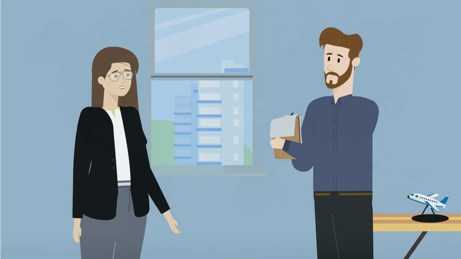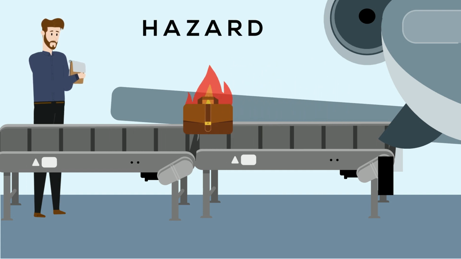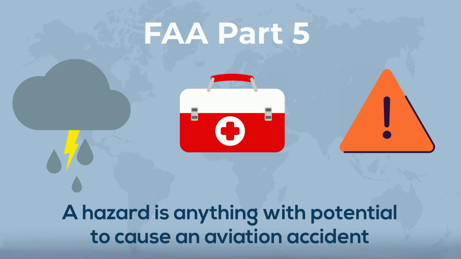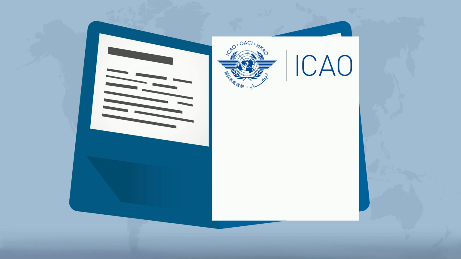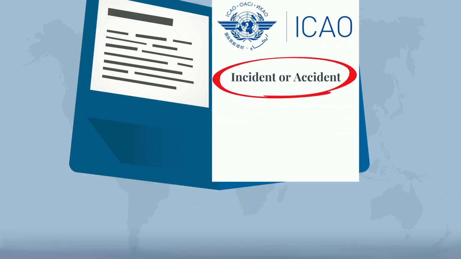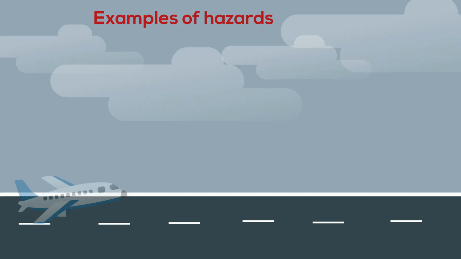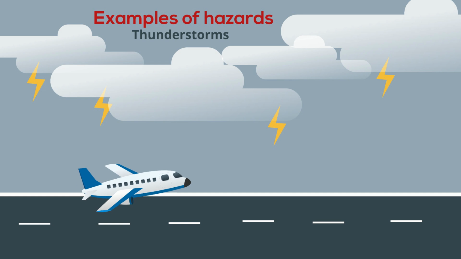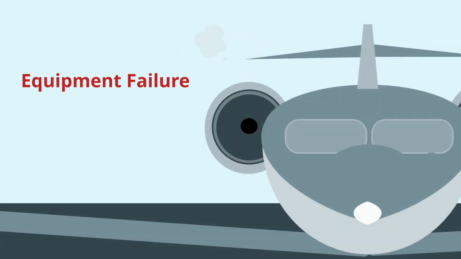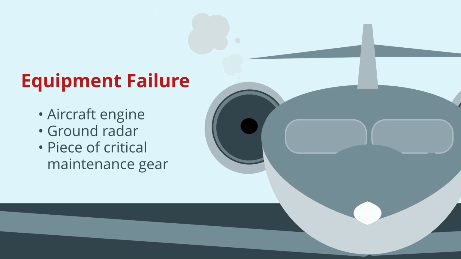So, what do we mean by a hazard? FAA Part 5 tells us that a hazard is anything with the potential to cause or contribute to an aviation accident. ICAO's definition is only a little different, saying an incident or an accident. What are some examples of hazards? The easiest are thunderstorms or other weather issues, which we know have caused numerous accidents. How about an equipment failure? We could be talking about an aircraft engine or a ground radar or a piece of critical maintenance gear.